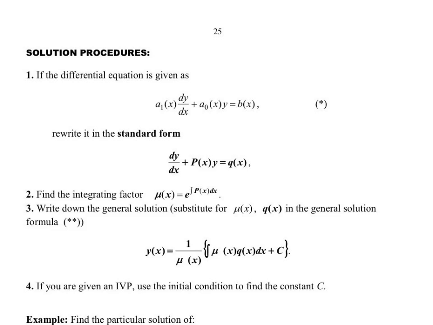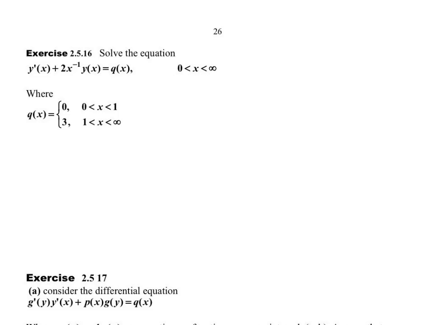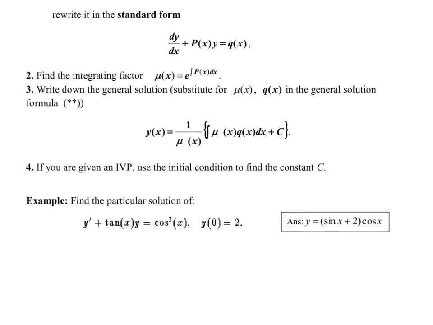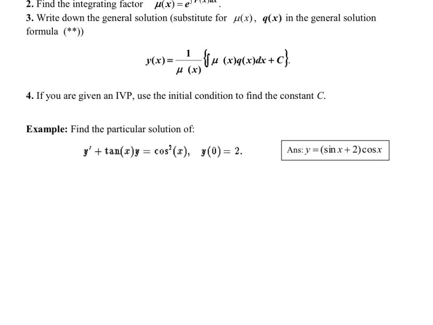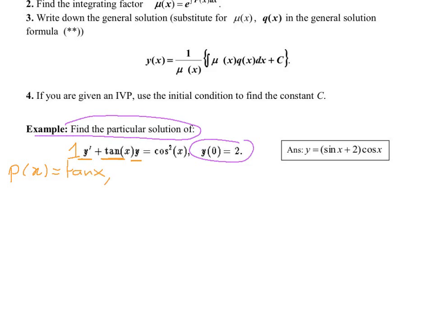Now let us see an example. Find a particular solution, because initial value is given. Never mind, this is linear because you have y and y prime to the power of 1, and this is a function of x only. So it is already in a standard form. So p(x) is equal to 10x, and the q(x) is equal to cosine square x.